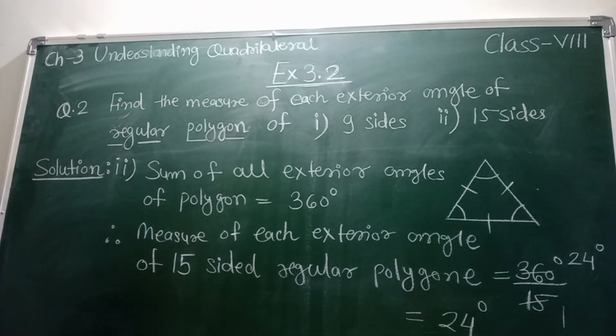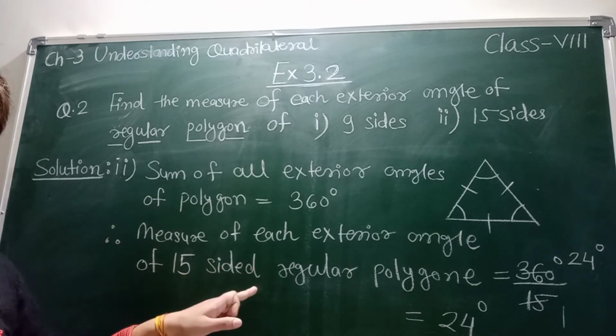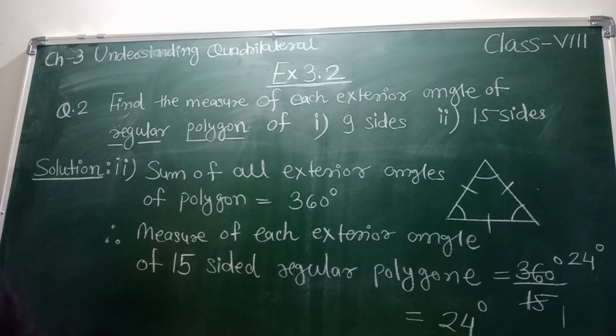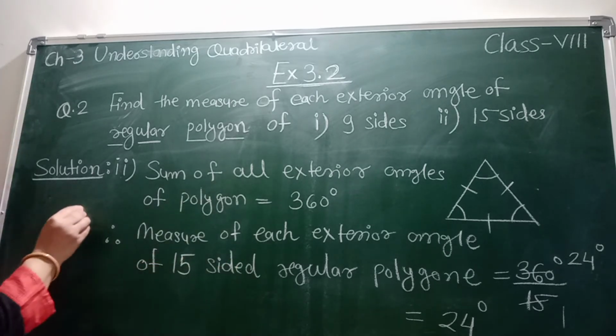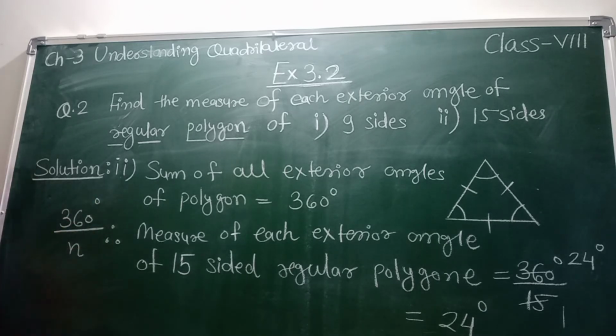What do you understand by this, student? Yes, if the number of sides is given, then you can easily find the measure of each exterior angle. You just have to divide 360 degrees by the number of sides. If you divide 360 degrees by the number of sides, you can easily find the measure of each exterior angle.